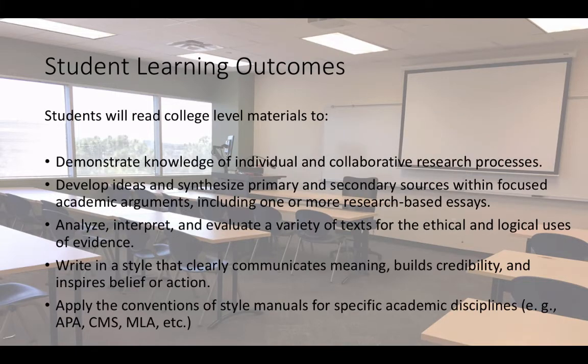Every course at Lone Star has specific learning outcomes, and the mastery of these outcomes is actually part of what makes this course transferable to a university. So students will read college-level materials to demonstrate knowledge of individual and collaborative research processes, develop ideas, and synthesize primary and secondary sources within focused academic arguments, including one or more research-based essays, analyze, interpret, and evaluate a variety of texts for ethical and logical uses of evidence, write in a style that clearly communicates meaning, builds credibility, and inspires belief or action. Apply the conventions of style manuals for specific academic disciplines. In this course, we will use MLA.